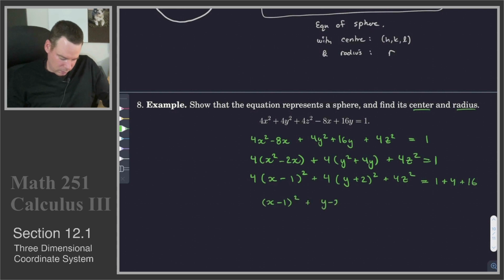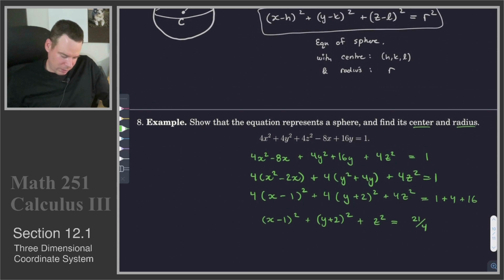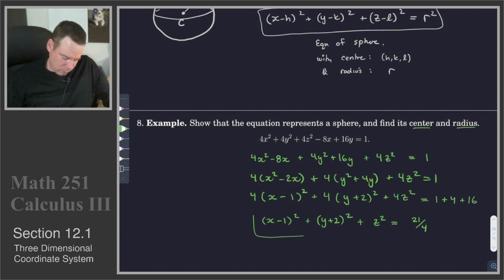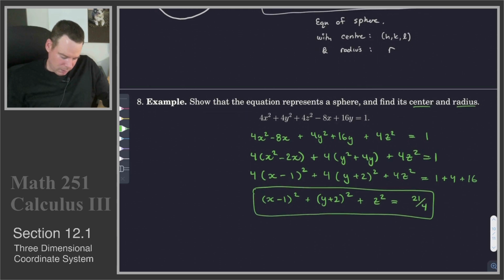And I get that x minus 1 all squared plus y plus 2 all squared plus z squared is equal to 21 over 4. And that is the equation of a sphere. That matches the equation that we have up above. So we've recognized that, hey, that's an equation of a sphere with center. What is our center? It's 1, negative 2, and 0.